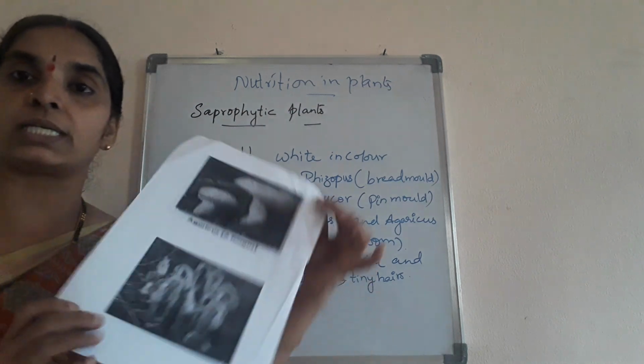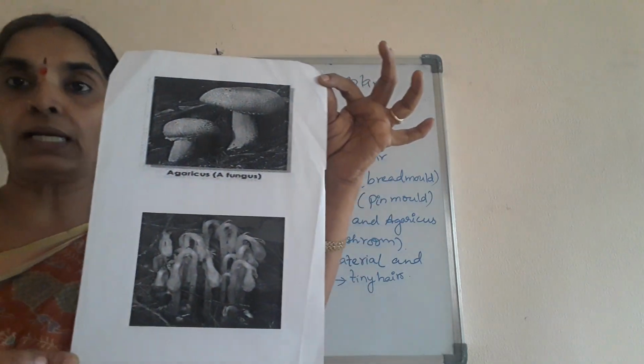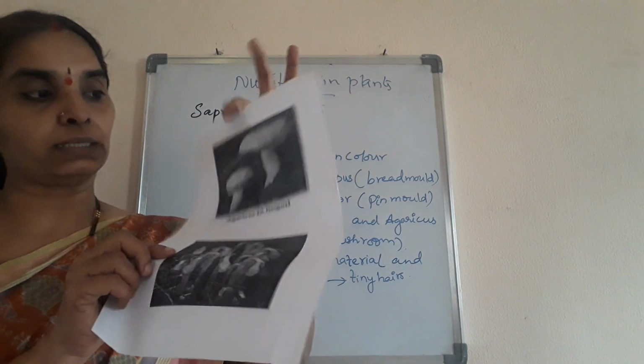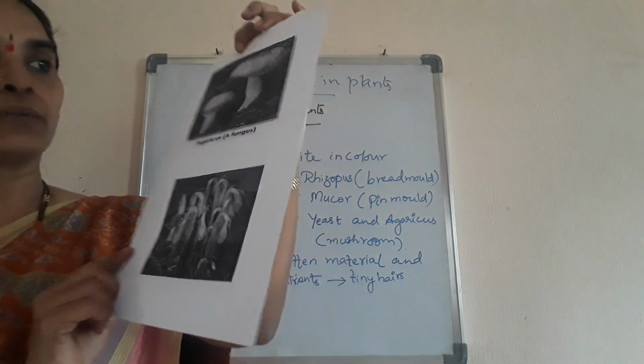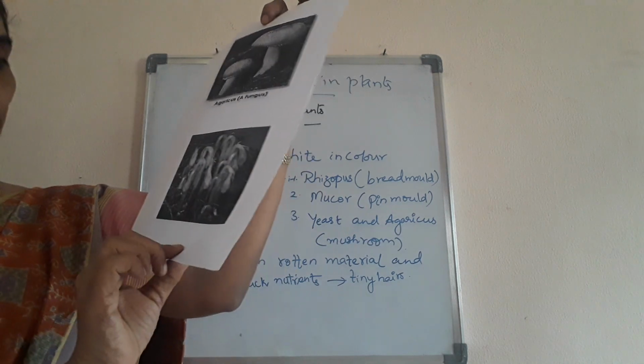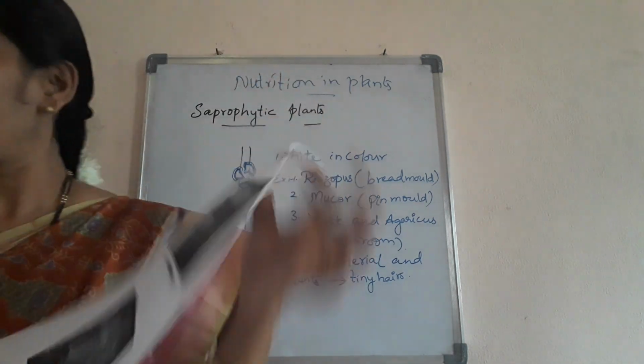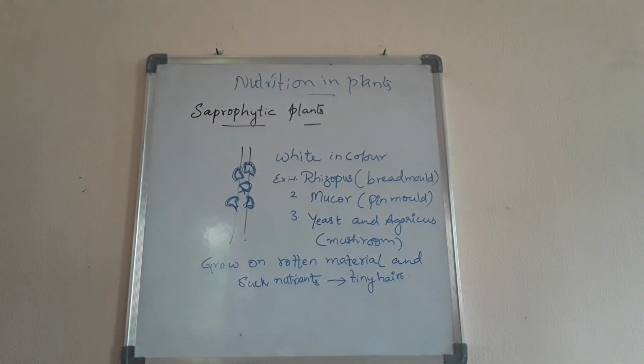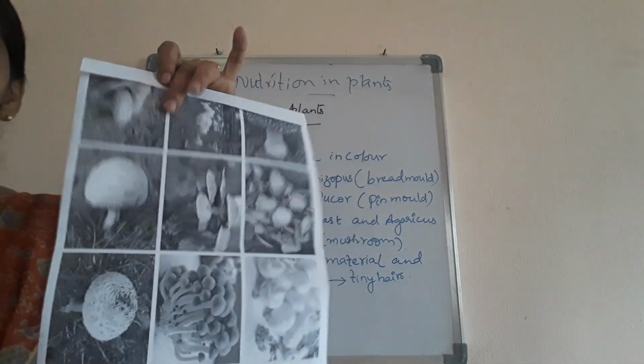See this picture, children. So these are fungal varieties, mushrooms. You can see here in the picture. Agaricus, a fungus. Is it clear, children? And here also, these are fungal varieties. Several varieties again I will show you. See, these are all varieties of fungus, mushrooms.